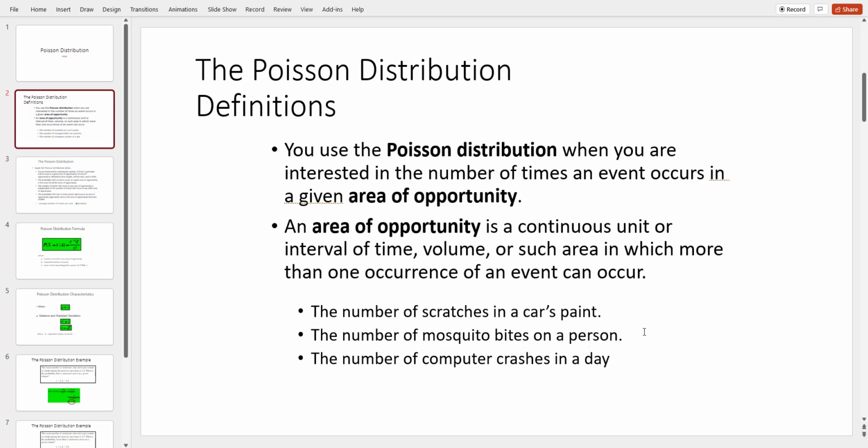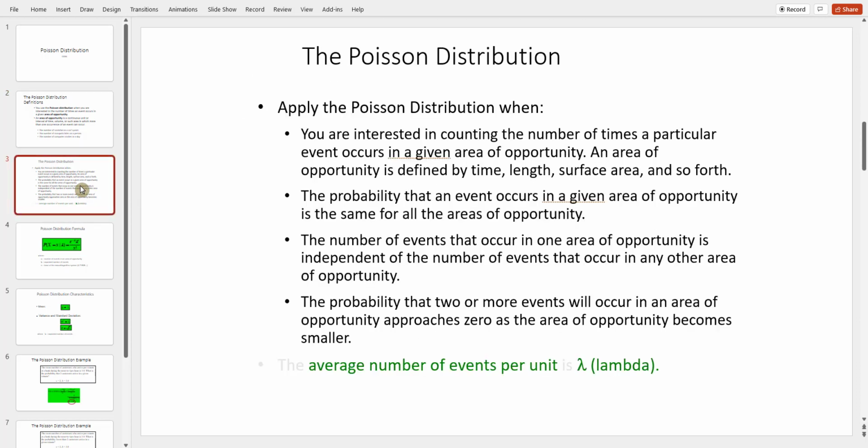For example, the number of scratches in a car's paint, the number of mosquito bites on a person, the number of computer crashes in a day. The probability that an event occurs in a given area of opportunity is the same for all the areas of opportunity. The number of events that occur in one area of opportunity is independent of the number of events that occur in any other area of opportunity. The probability that two or more events will occur in an area of opportunity approaches zero as the area of opportunity becomes smaller. The average number of events per unit is denoted by the Greek letter lambda.